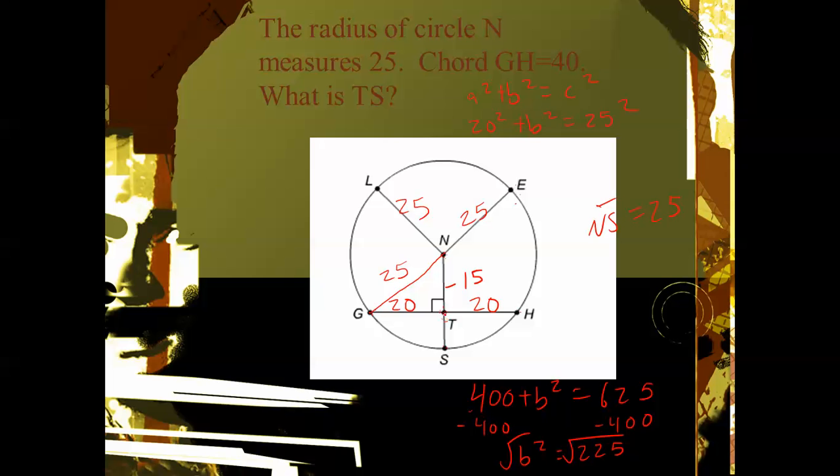So in order to find TS, we know that NS equals 25 and NT equals 15. So we just take 25 minus 15, and we get 10. So TS is going to equal 10.